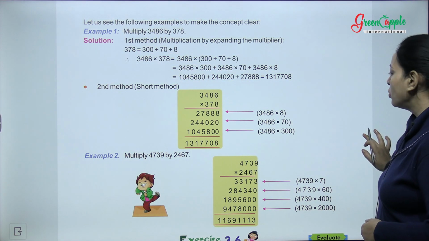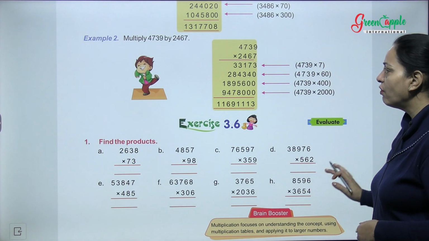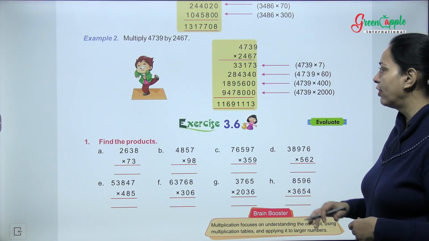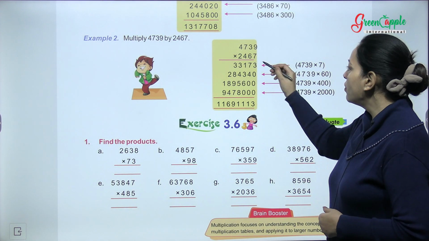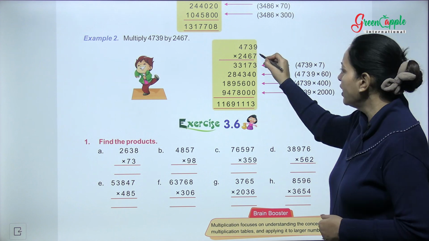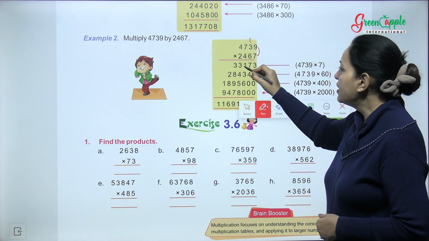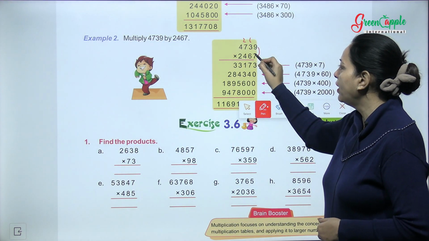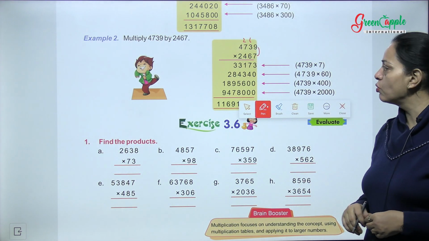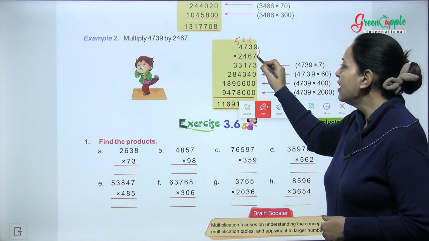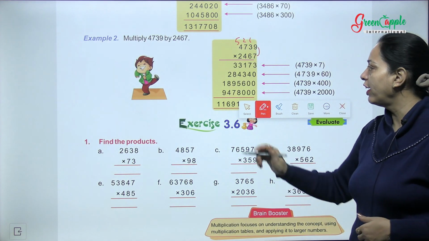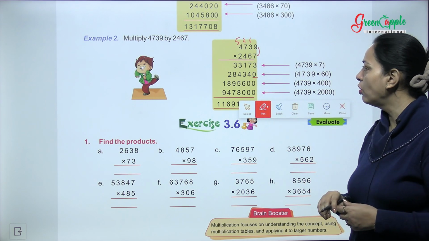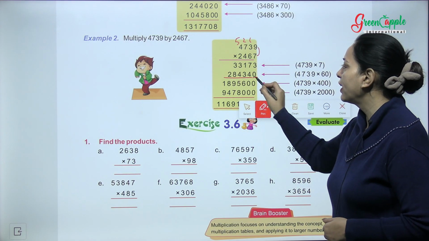Okay, now example 2, multiply 4739 by 2467. So be very careful. First multiply ones digit: 7 9s are 63, 3 here, 6 carry, 7 3s are 21 plus 6 is 27, 7 here, 2 carry, 7 7s are 49 plus 2 is 51, 1 here, 5 carry, 7 4s are 28 plus 5 is 33. Now multiply by 60, so write here 0, then multiply by 6, we are getting this.